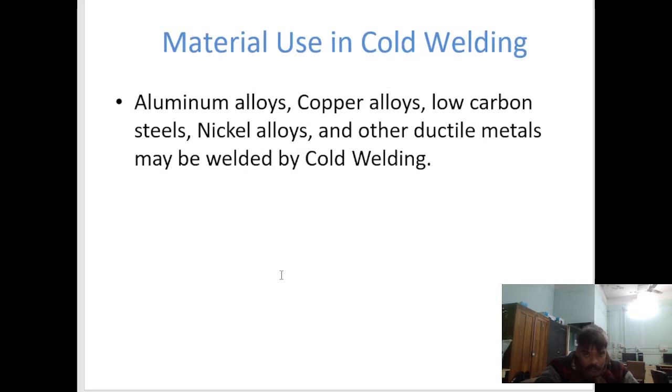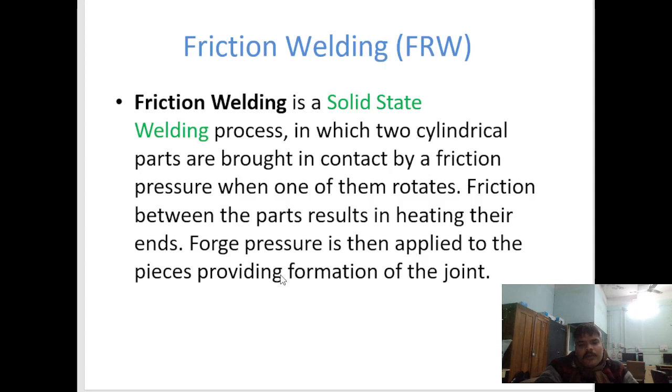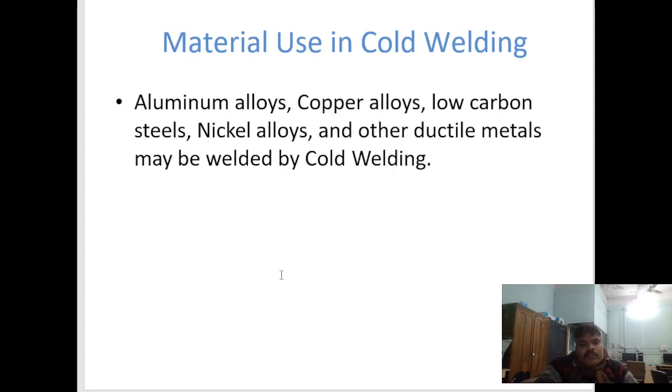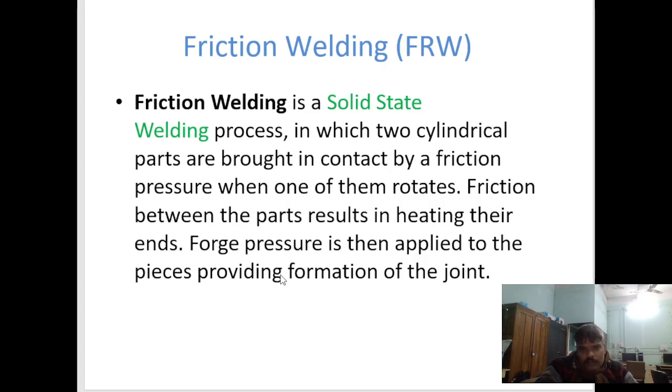Materials used in cold welding: aluminum alloy, copper alloy, low carbon steel, nickel alloy, and other ductile metals may be welded by cold welding. Friction welding is a solid state welding process in which two similar parts are brought in contact by a friction pressure.